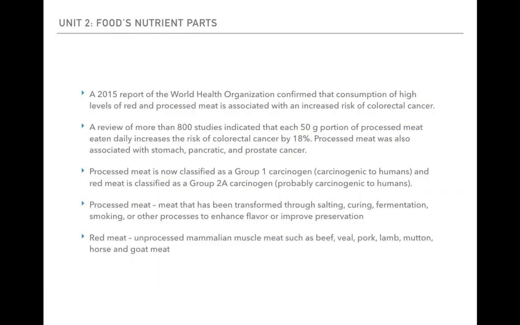And many of you have heard about this report in 2015 in which the World Health Organization categorized processed meat as a group 1 carcinogen, meaning it's carcinogenic to humans, and red meat as a group 2 carcinogen, which is probably carcinogenic to humans. They cited a paper of over 800 studies that showed that for every 50 grams of processed meat that you consume, you increase colorectal cancer risk by 18%. It's no wonder that colorectal cancer is the number 3 cancer in America.